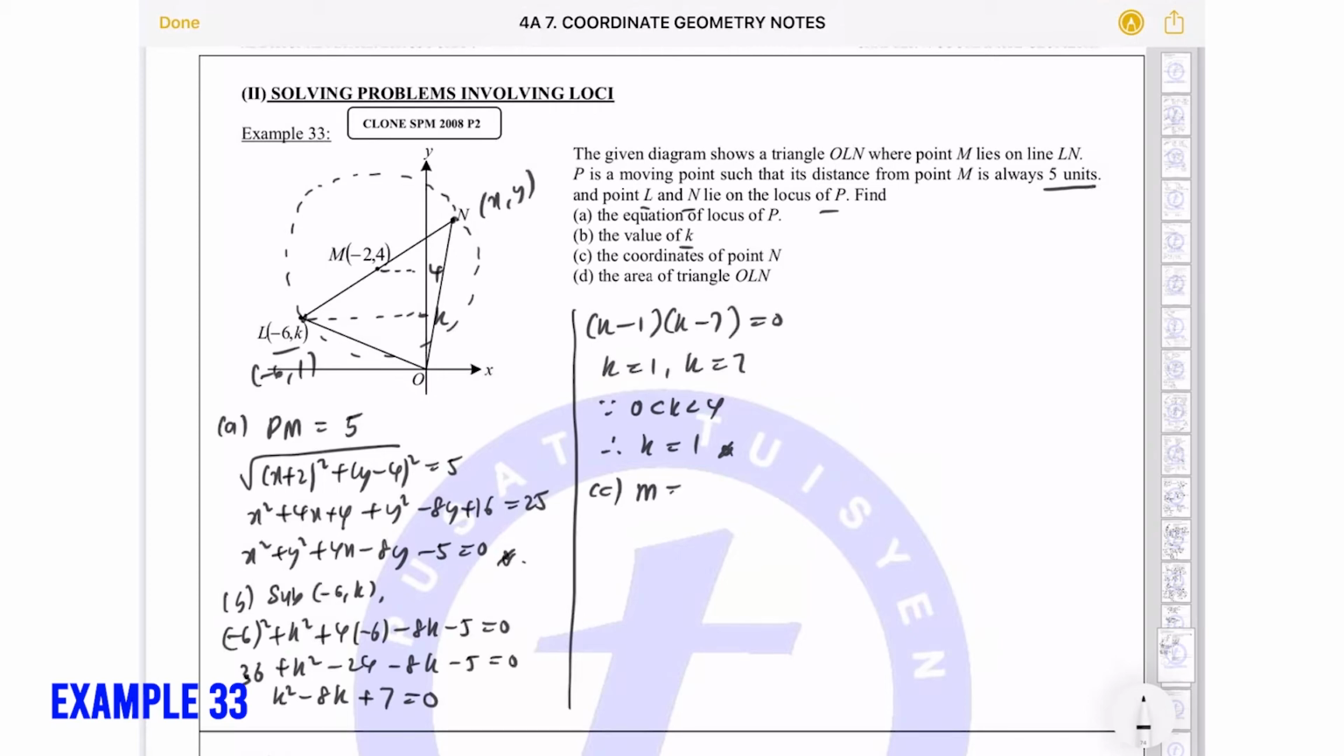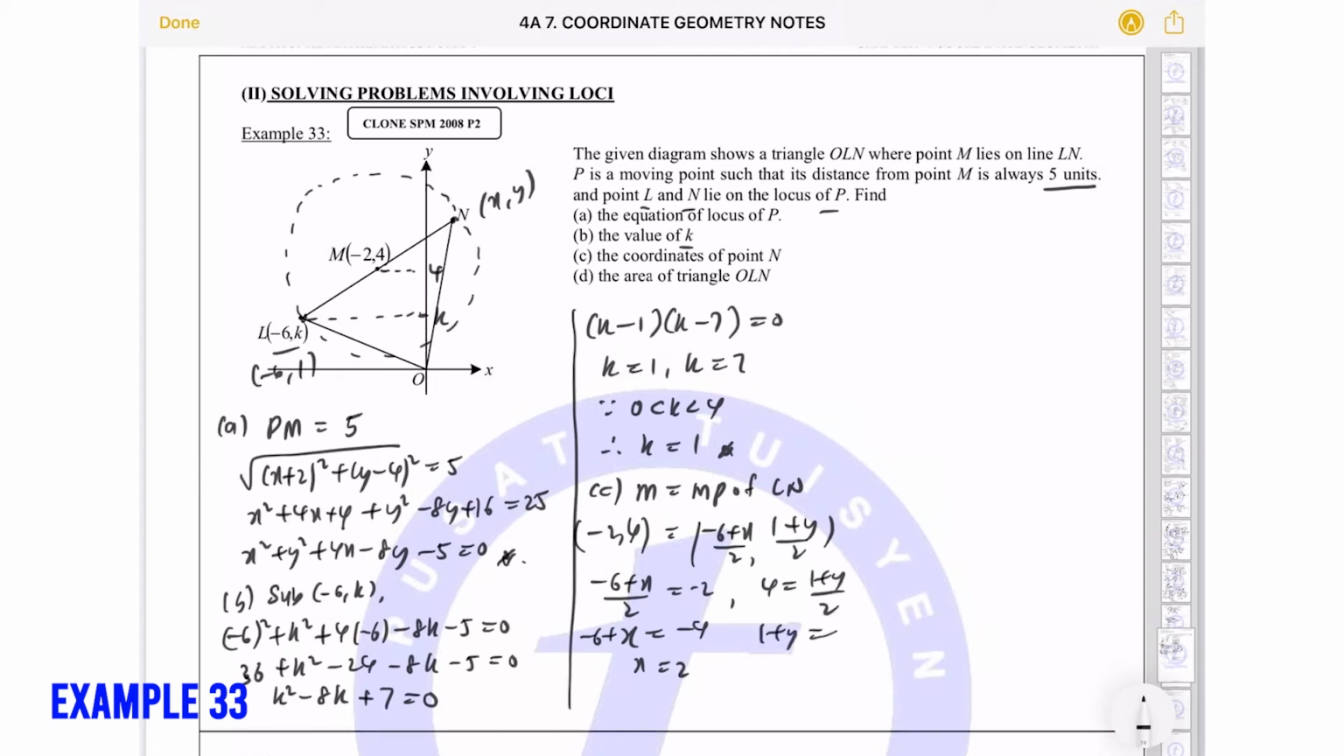We know that M is basically the midpoint of LN, right? And M is -2, 4. LN are, right, -6 plus x over 2, 1 plus y over 2. So we just compare the x coordinate, right? This will be what? -4 plus 6. Okay, I do a bit slower, like -4 here. X is just 2. And then 4 equals 1 plus y over 2. 1 plus y is 8. Y is just 7. N is 7.